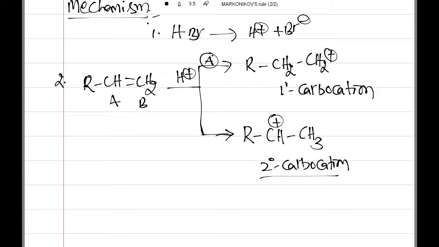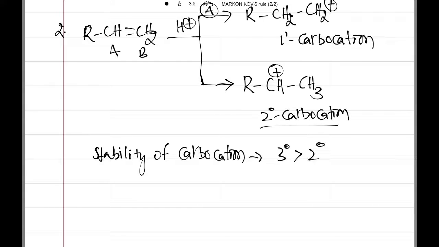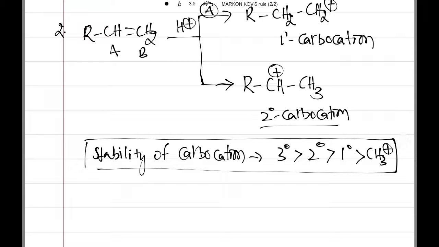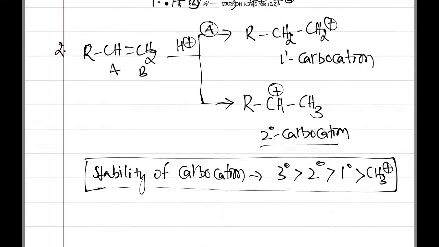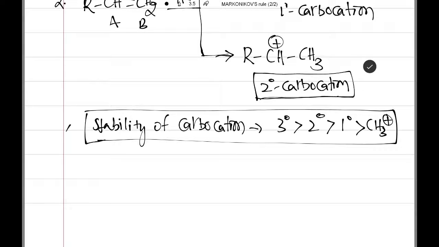What is the stability of carbocation? Already we know that tertiary is more stable. So tertiary carbocation is more stable than secondary, which is more stable than primary, then methyl carbocation. Now according to this, which one is the more predominant product? We get the secondary carbocation, and we can say that this reaction proceeds through the more stable intermediate. You can take that point also.